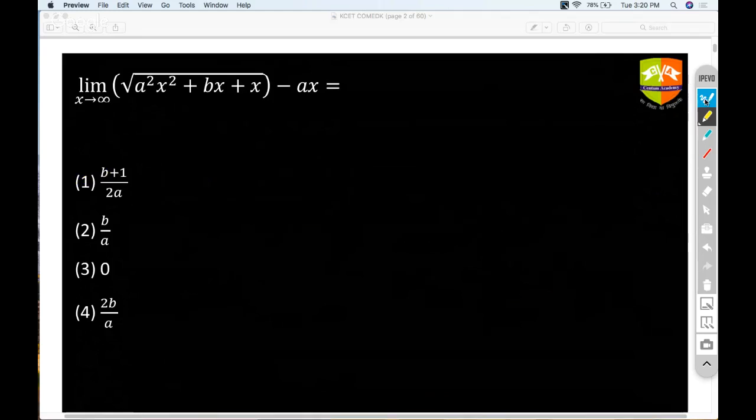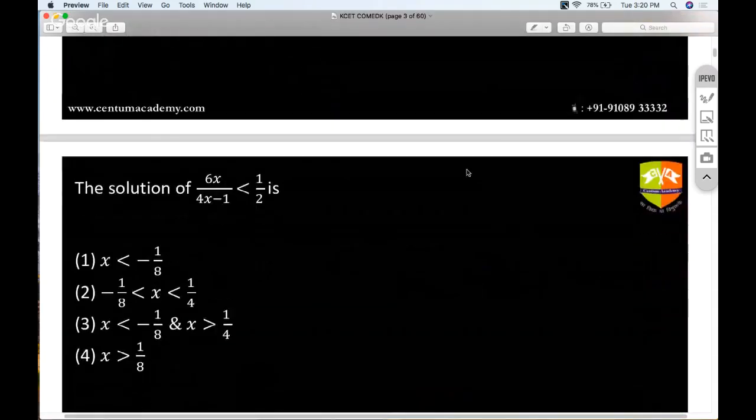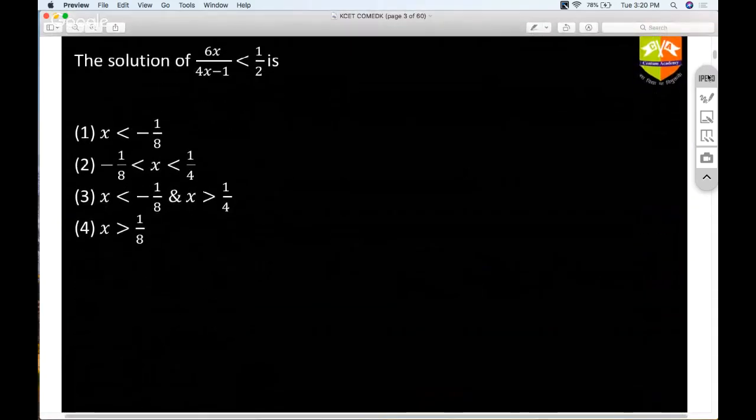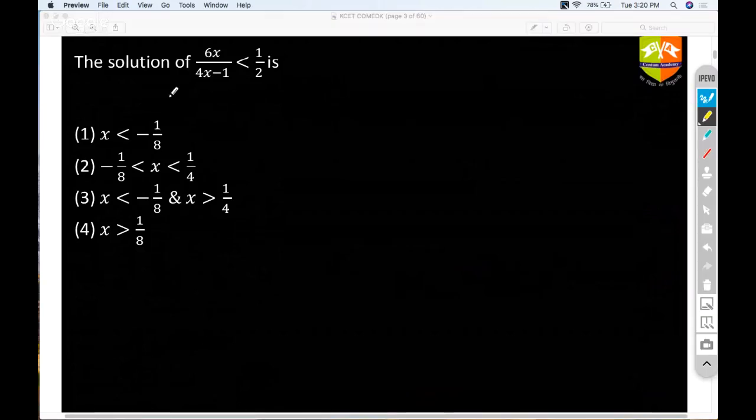So without much waste of time, I'm taking you now to the third question for the day. A simple inequality question. Guys, let me tell you, exams like Comet K and CET are super simple exams. It's just testing your speed. Concept-wise, it's a very simple exam.